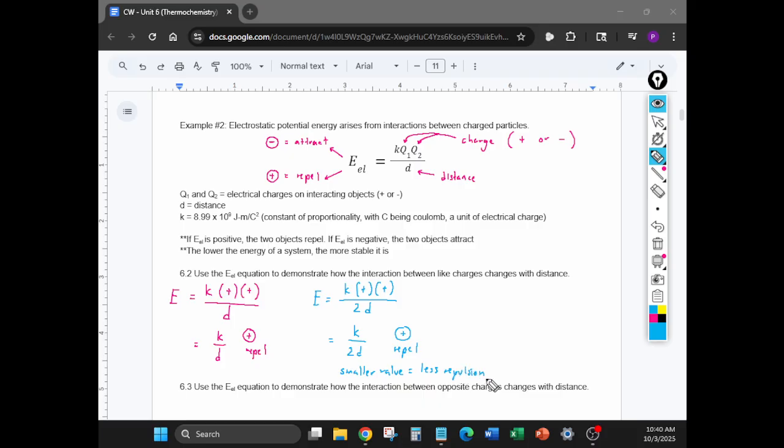Which makes sense, right? Because if you have two magnets and you put them further away from each other, the repulsion is going to be less because the distance is increasing. And that's pretty much what we're using this equation to prove.